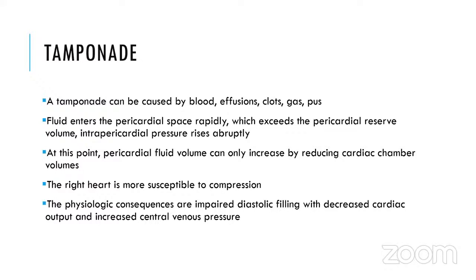A tamponade can be caused by blood, effusions, clots, gas, or even pus. The fluid, as we said, enters the pericardial space rapidly and exceeds the pericardial stretch, and the pericardial pressure rises abruptly. At this point, the only way for the pericardium to accommodate this increased amount of fluid is to compress the cardiac chambers. And since the right heart is thinly walled compared to the left ventricle, the right heart is more susceptible to compression. The physiologic consequence of this is impaired diastolic filling and decreased cardiac output, leading to shock.